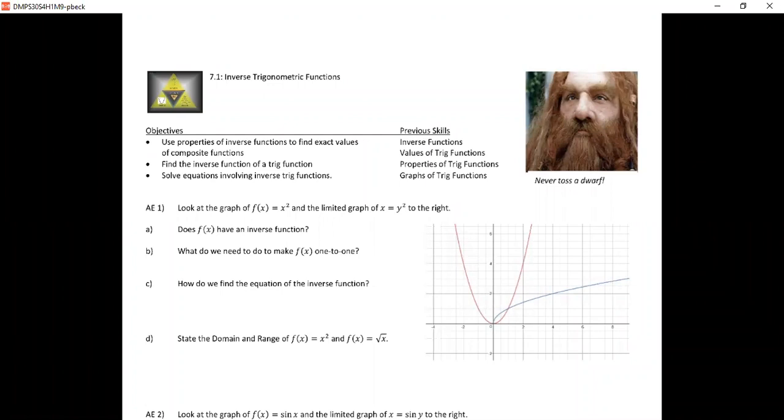So this first video is going to be about 7.1, which is about the inverse trig functions. Today we're going to be talking more about the inverse sine, inverse cosine, inverse tan.